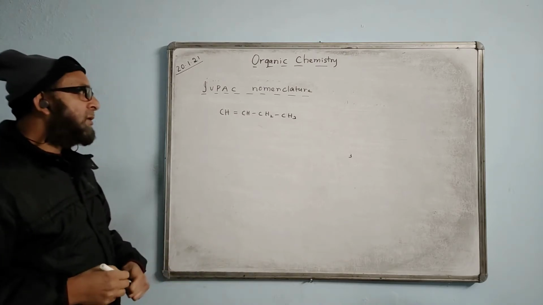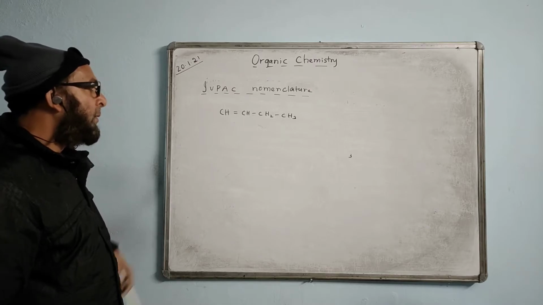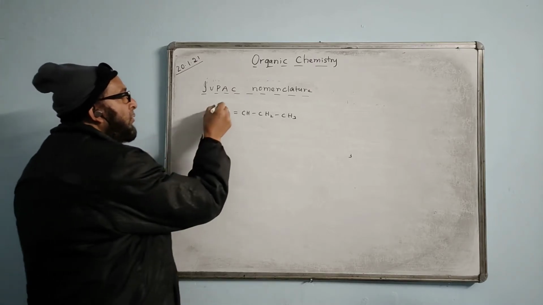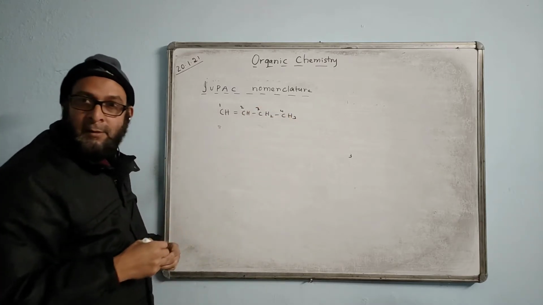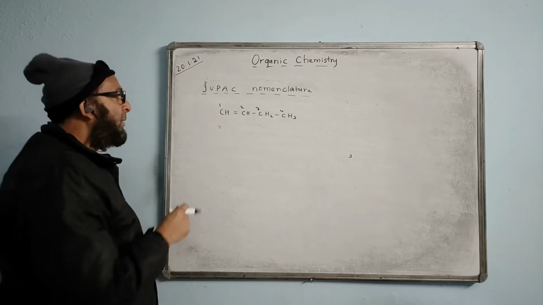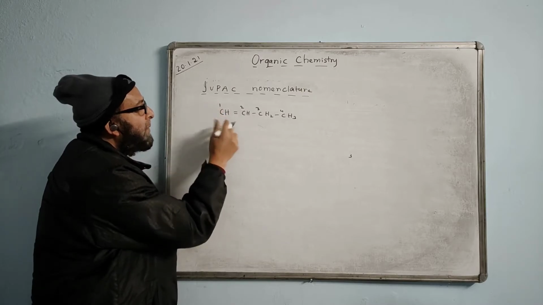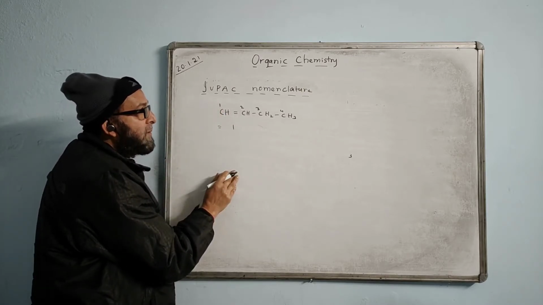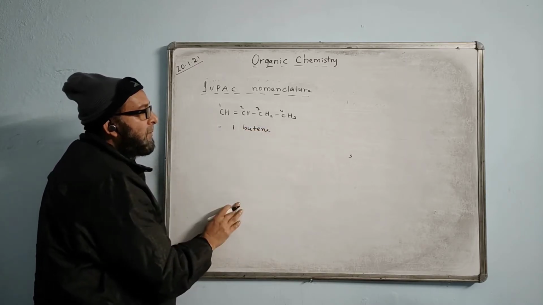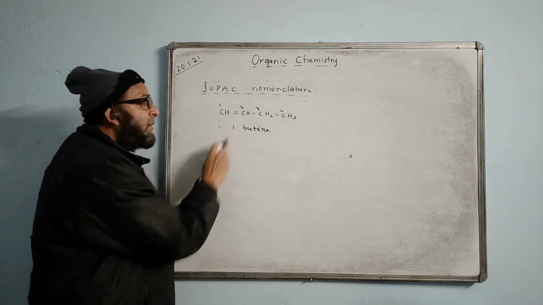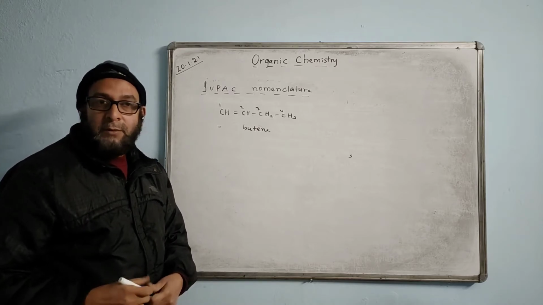Okay, now I give another one, let's see. Tell me what is the name of this? You will give me 1, 2, 3, 4. What is the name of this compound? Tell me. Number 1 has the double bond. 1 butene. When the number 1 comes, 1 can be ignored also. We can simply write butene when the number 1 comes.